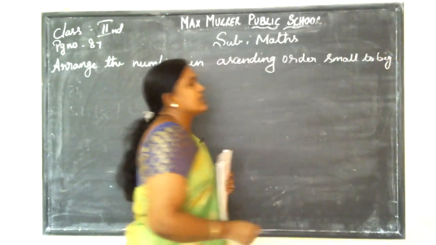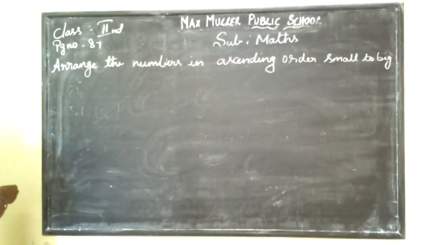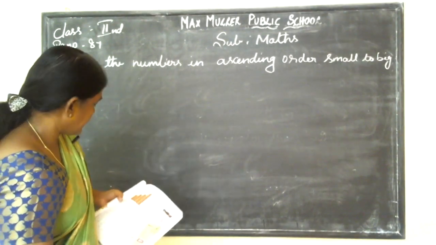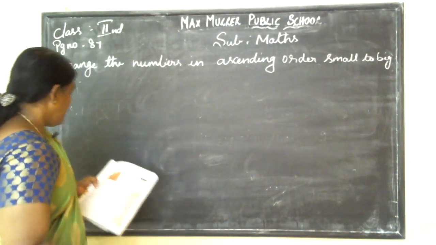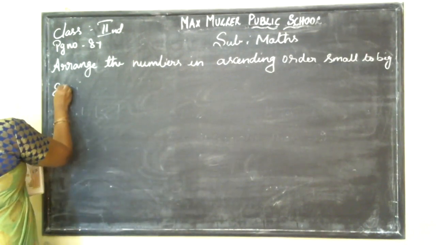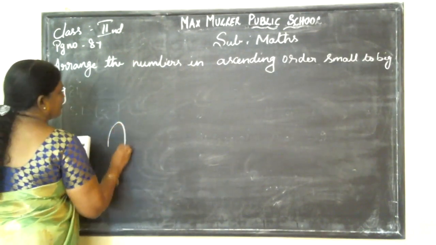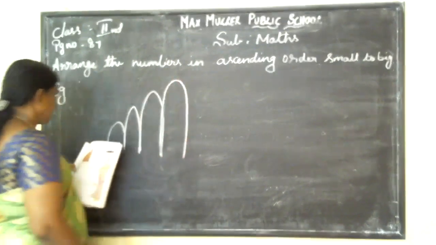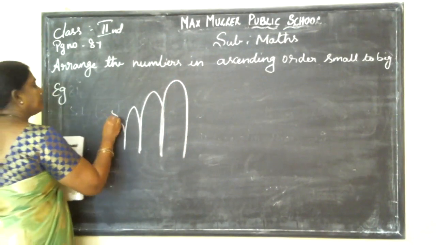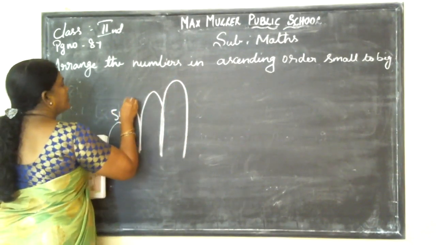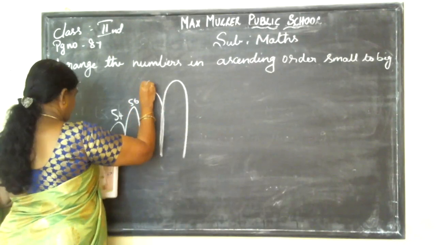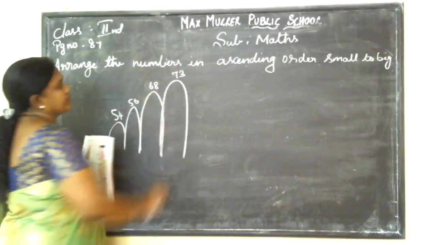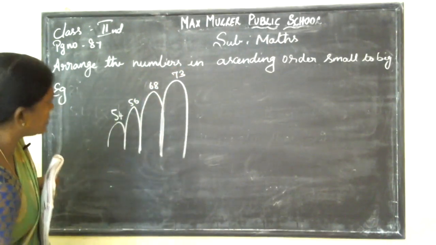In UKG, first standard, you learned one digit numbers, no? In second standard you will learn two digit numbers, ascending order and descending order. First we will do the ascending example. Example first. See, this one is an example. You need not write.